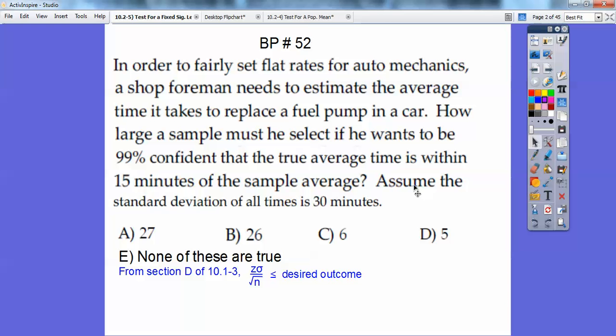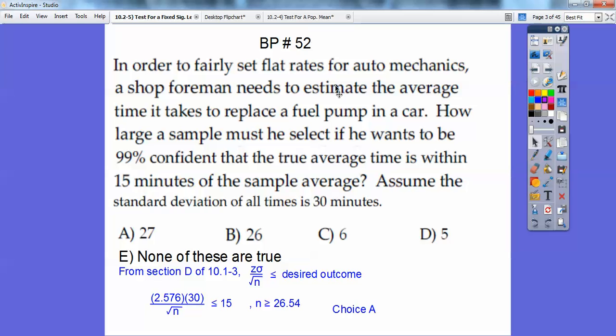Now if you look up table C, which is in the back of my statistics books, how you read it is you look down at the bottom and you find 99%, and then right above it is your z-score for that. You should see 2.576. So times 30, over the square root of n, and you get 26.54, and since it's greater than or equal to, it's choice A, 27.